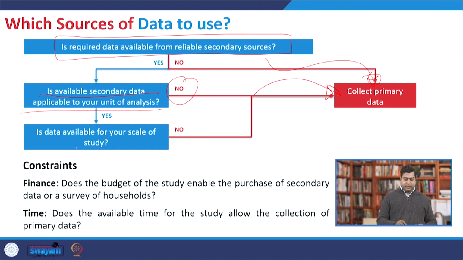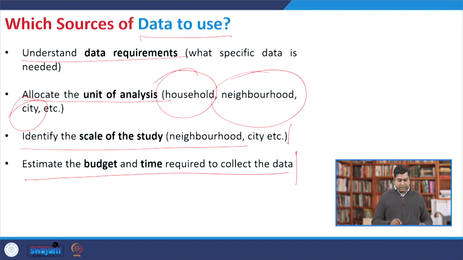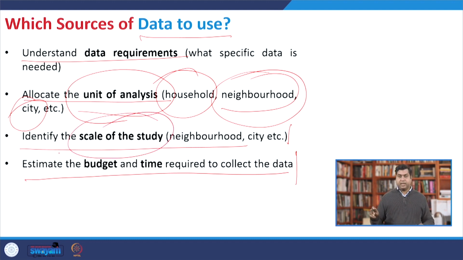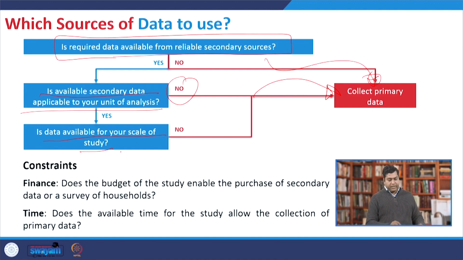If the answer is yes, next: is the data available for that study maintaining the scale? Here we have discussed these two points, right? One is the unit of analysis, where we are going to do the comparison and make certain assessments, and the other is the scale, at what level we are doing it. If here also the answer is no, then we have to go for primary data collection. You can get this answer very easily by looking at the secondary sources.